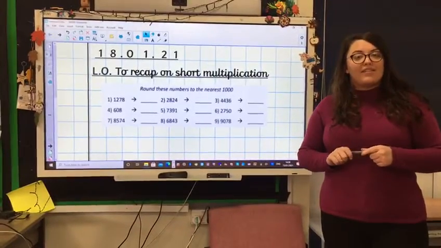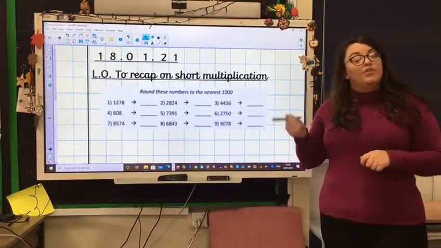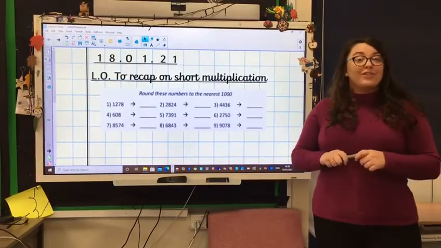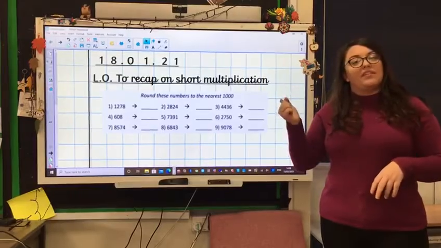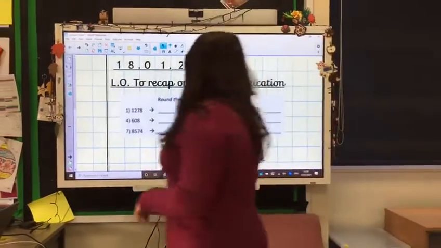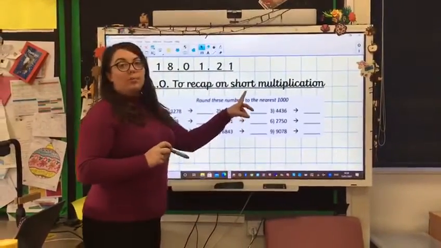So these are the math slides for Monday for Johnson group. If you're in Turing group, you might want to go back and have a little look for yours, because this is Johnson's today. So today you're going to be recapping on short multiplication.